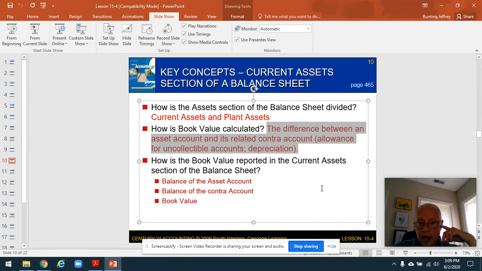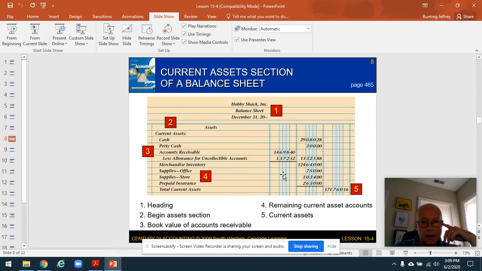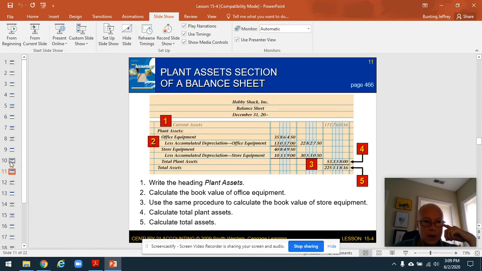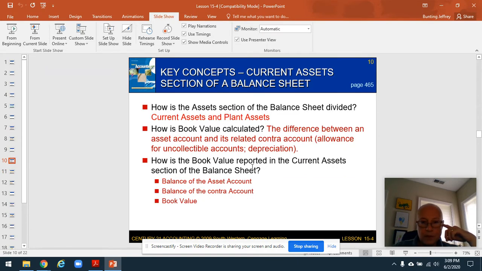So anything that's going back to here. Again, demonstrated here, uncollectible accounts. That's a contra account for accounts receivable. So it's the balance of the asset account minus the balance of the contra account equals book value.